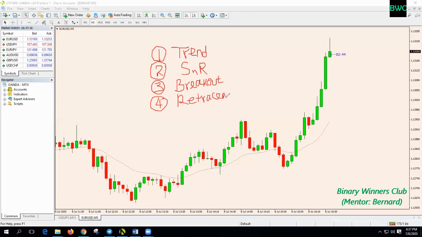Okay, a retracement. But now, lastly, we place a trade at the rejection. Our trade is being placed at the rejection area. Okay, so this is a 1 candle expiry strategy.